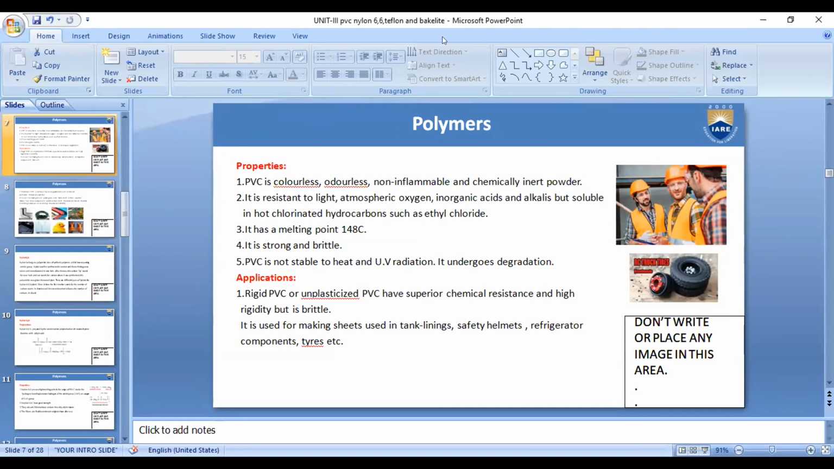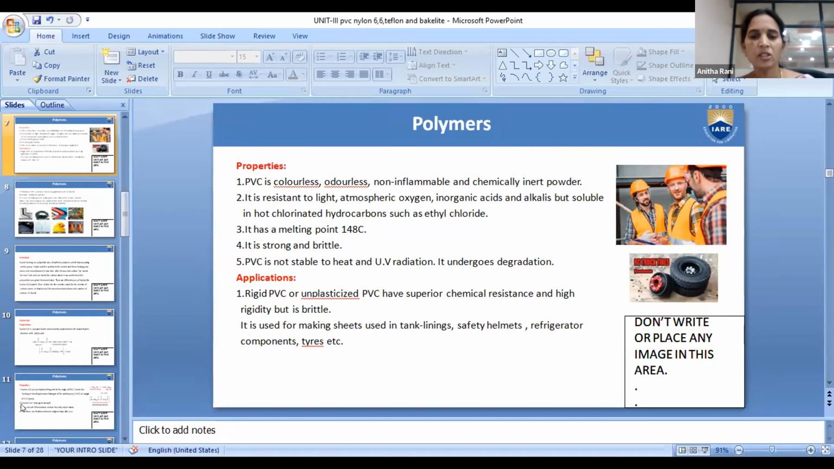PVC is strong and brittle, so it will be easily breakable, but it is strong only. It is not stable to heat and UV radiation.